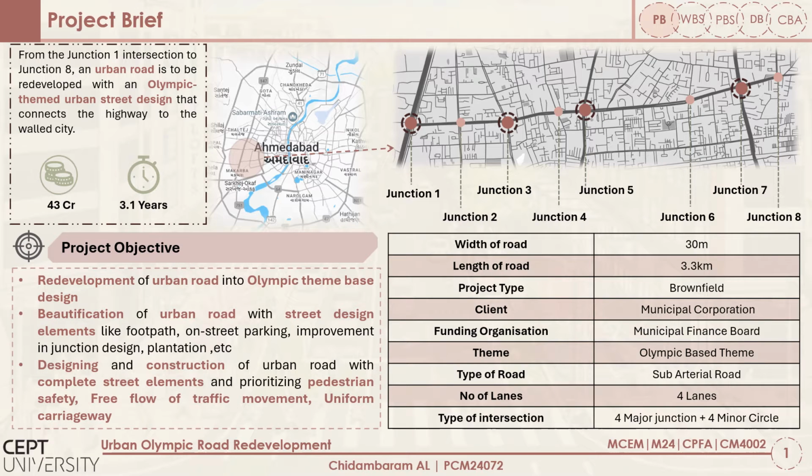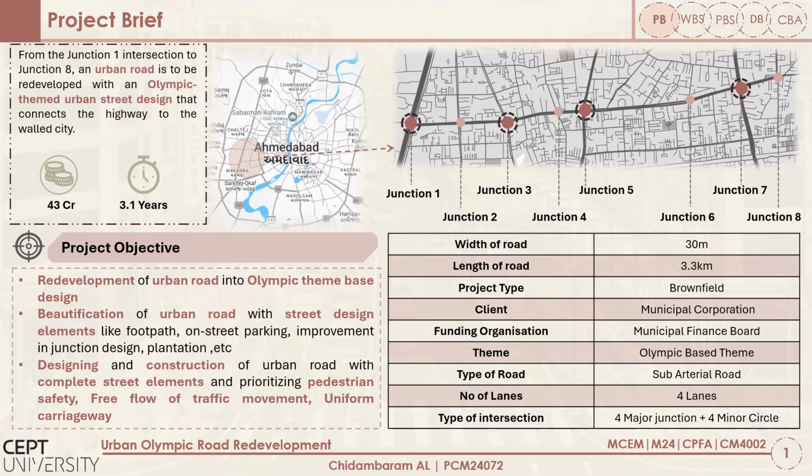Begin with the project brief. This Urban Olympic Road Redevelopment project is a brownfield four-lane subarterial road project spanning 3.3 km with 30-meter width. There are totally 8 junctions in between this stretch. In that, there are 4 major junctions and 4 minor junctions.